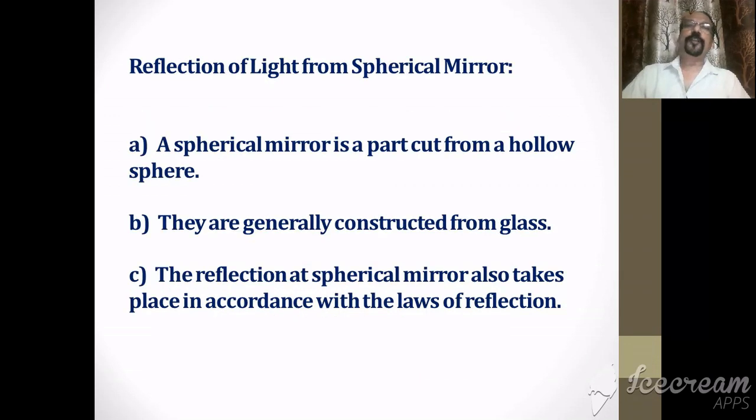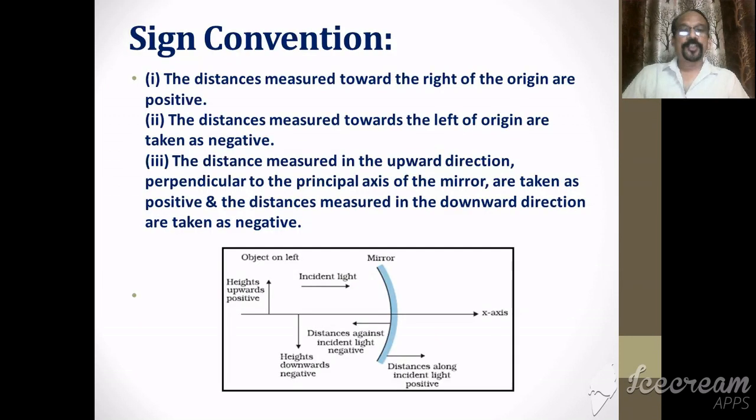The reflection of light from a spherical mirror. What is a spherical mirror? If you take a hollow sphere and cut it into a part, then you get a spherical mirror. It may generally be constructed from glass, or nowadays also from plastic. The reflection at a spherical mirror also takes place in accordance with the laws of reflection.